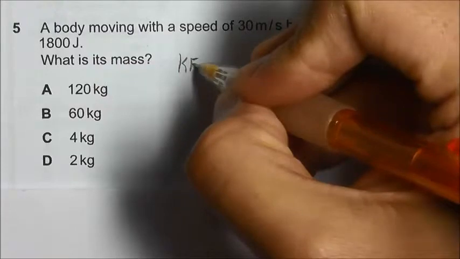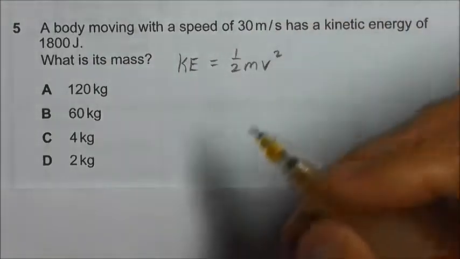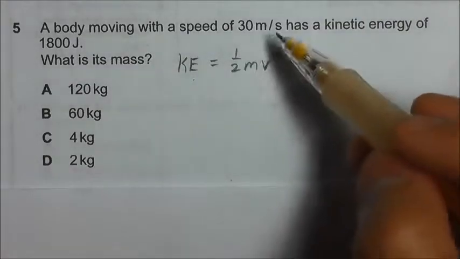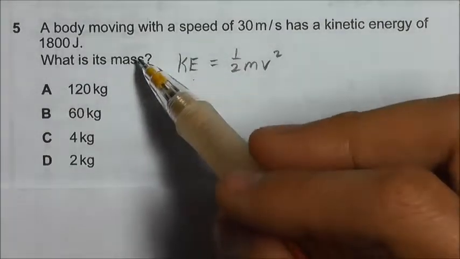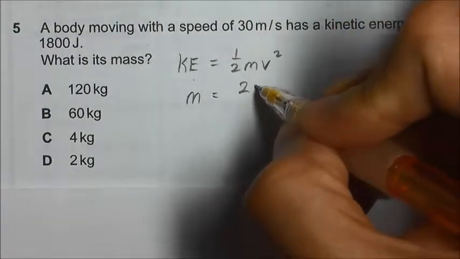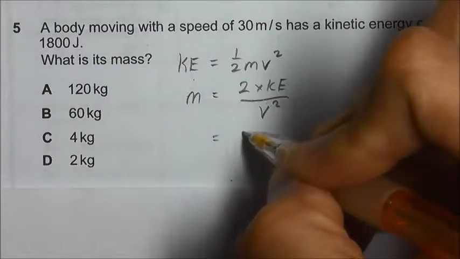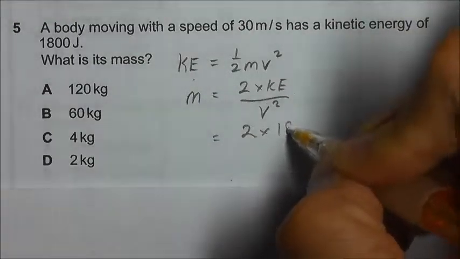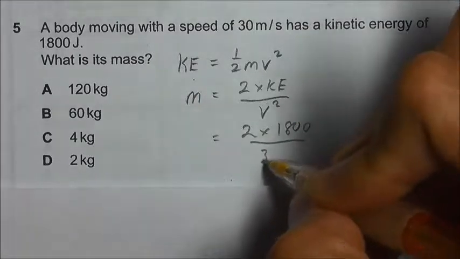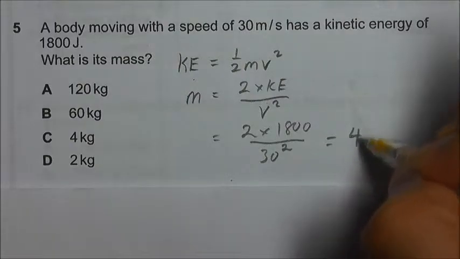For this question, we have to use the formula for kinetic energy. That will be KE is equal to half mv squared. So we are given the kinetic energy, we are given the speed, and we want to find out what is the mass. So the mass will be equal to 2 times KE divided by v squared. So that will be 2 times 1800 divided by 30 squared. And we will get the answer as 4 kg. C.